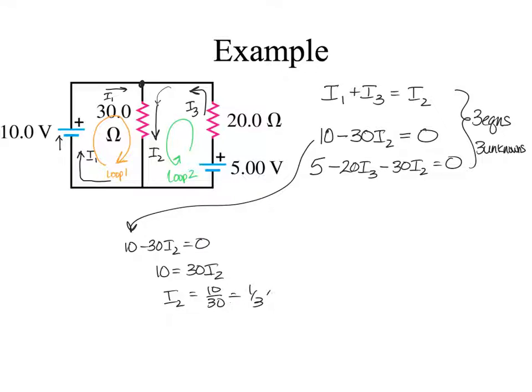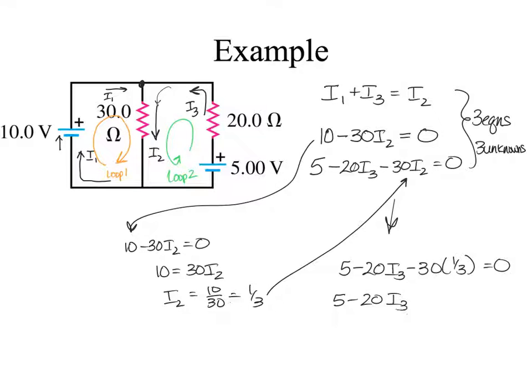Now I'm going to take that value and I'm going to put it into here, and what I get is 5 minus 20 I3 minus 30 I2, which is 1/3, equals 0. So I got 5 minus 20 I3 minus 10 equals 0. So I get minus 5 minus 20 I3 equals 0. And so minus 5 equals 20 I3. So I3 is going to be equal to minus 1/4.